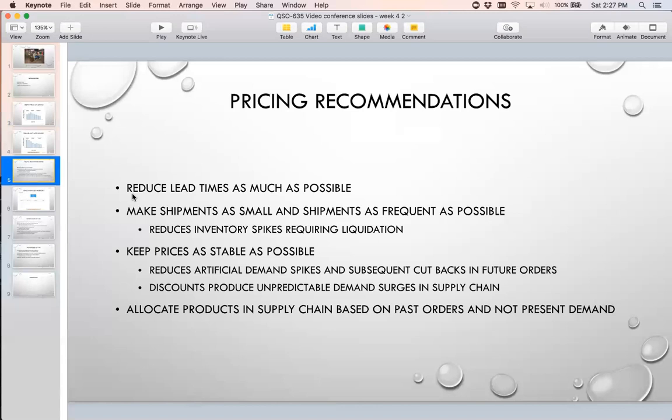Okay. And the last thing: allocate products in the supply chain based upon past orders, not present demand. This is important. This goes back to the oscillations. If you place your products in the supply chain based upon present demand, you'll have a case where the tail wags the dog, where you'll be chasing these oscillations, and as a result, you'll be creating more oscillations in your supply chain.